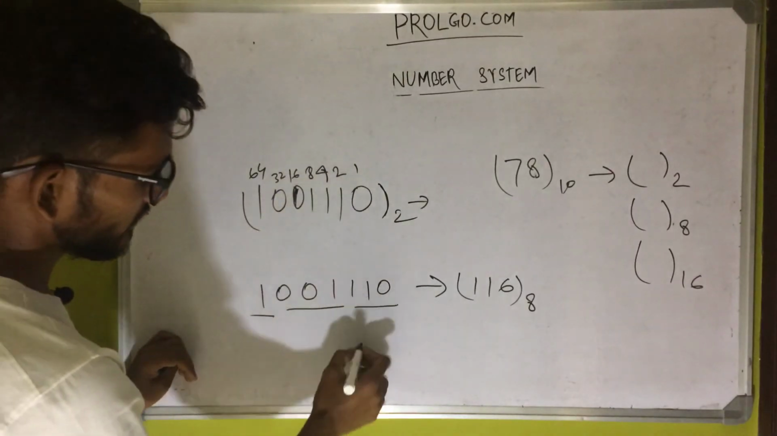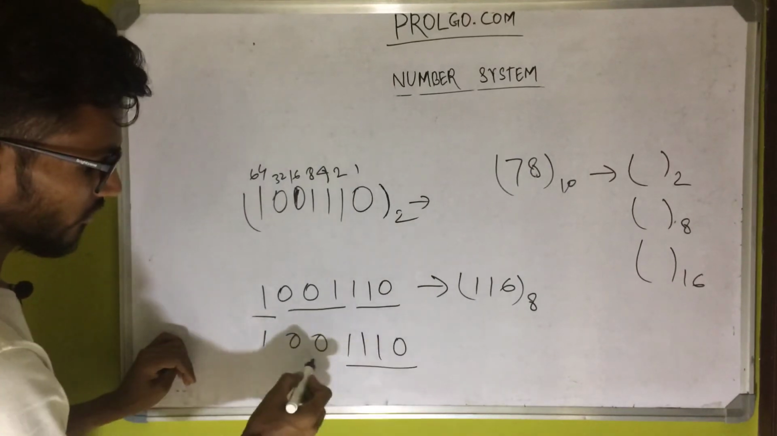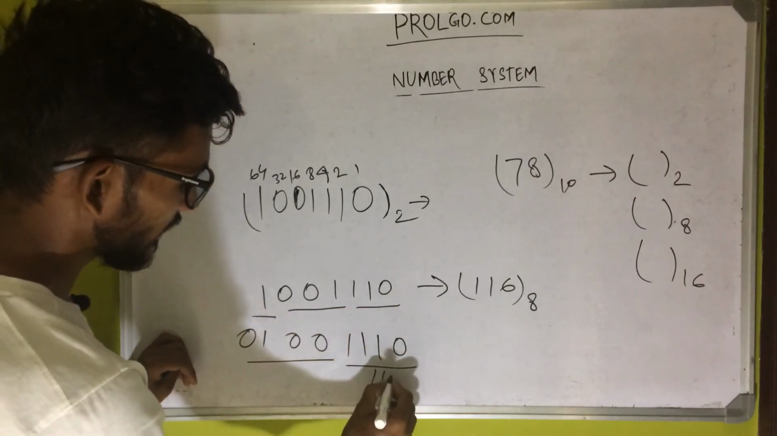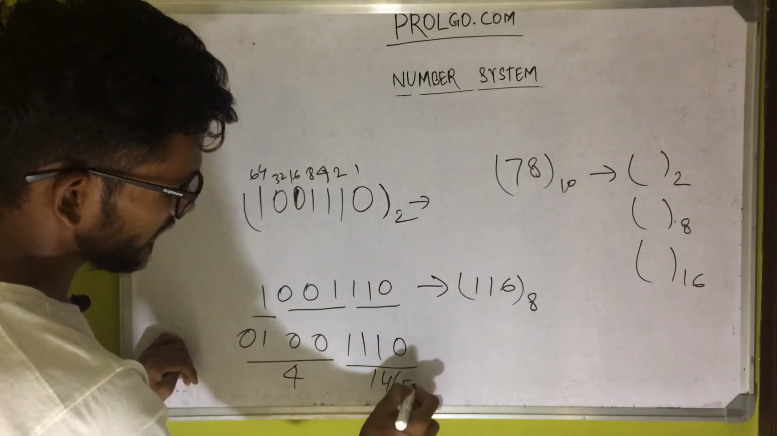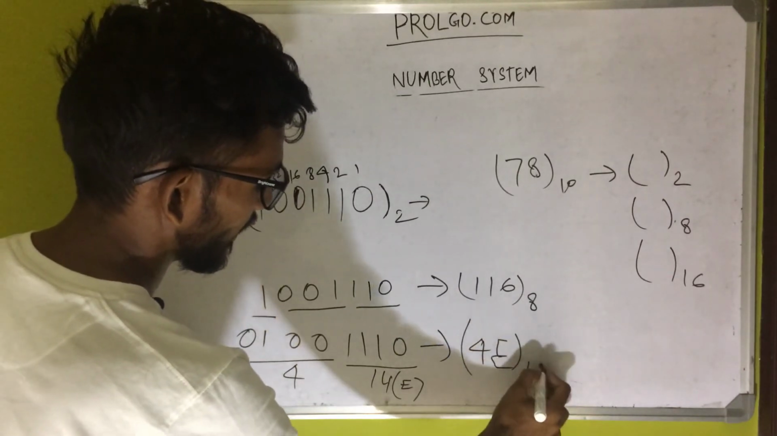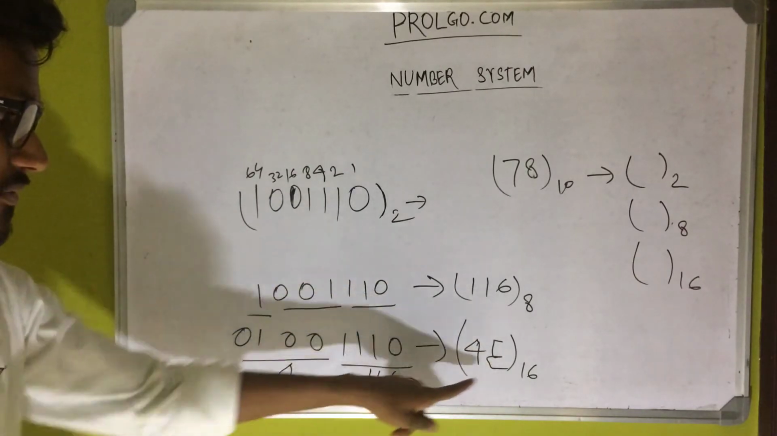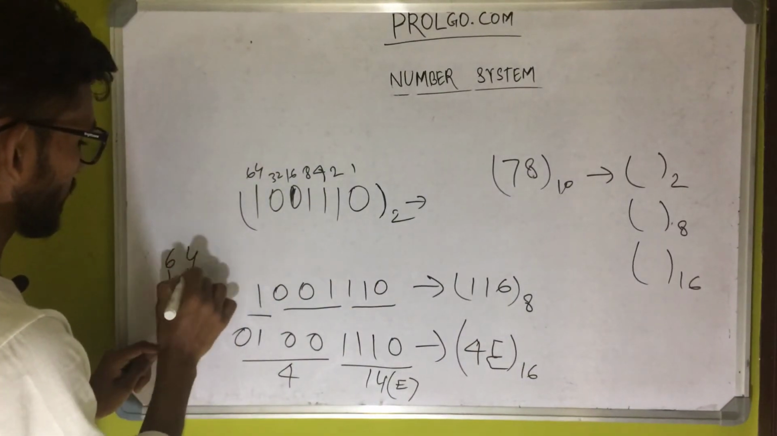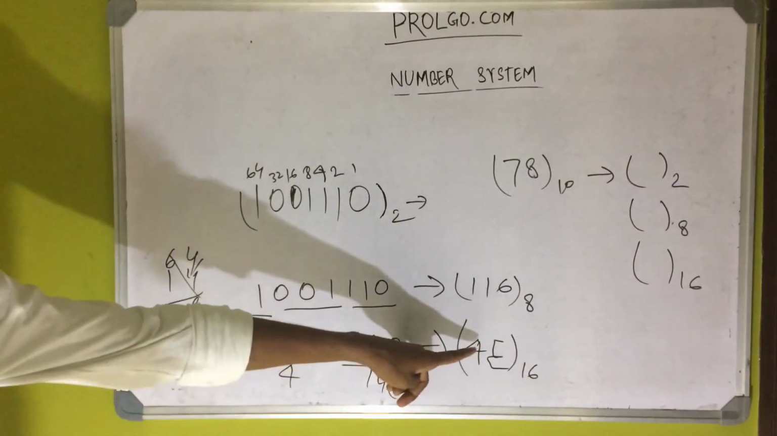Now take the same number 1 0 0 1 1 1 0 and make pairs of 4. This one is 0, so it would be 8 plus 4, which is 14, and for 14 we use E. So it will be 4 and E in base 16: 16 times 4 is 64, plus E, which is 14, gives 78. So you can easily convert from any number system.